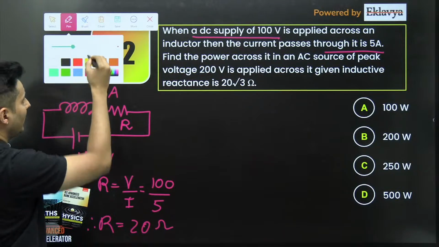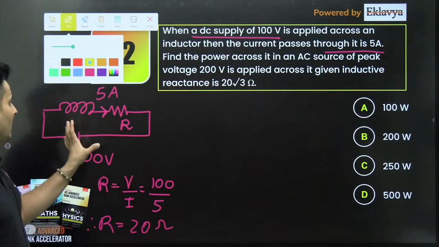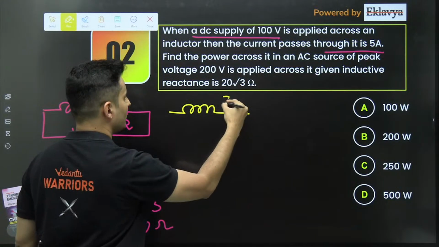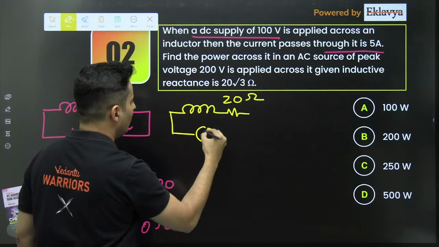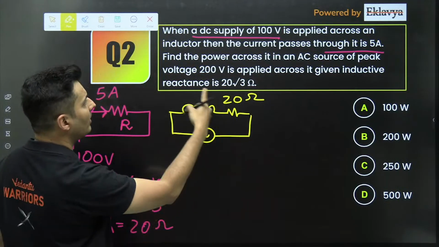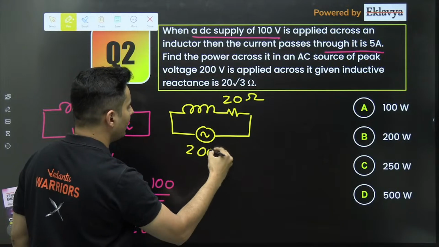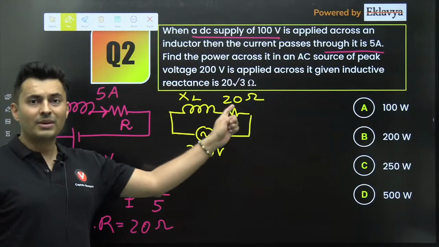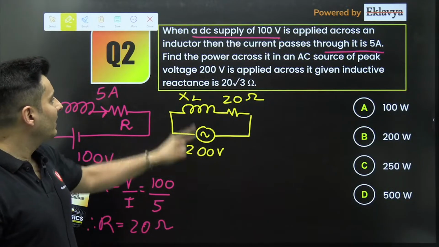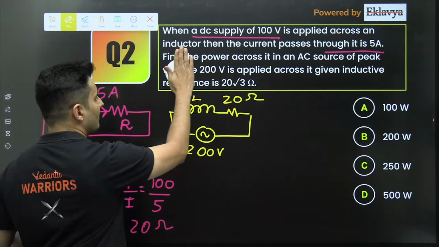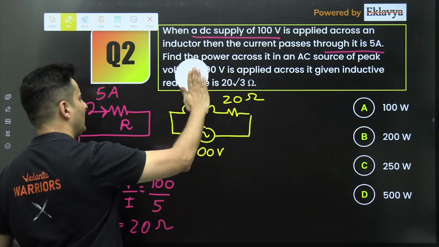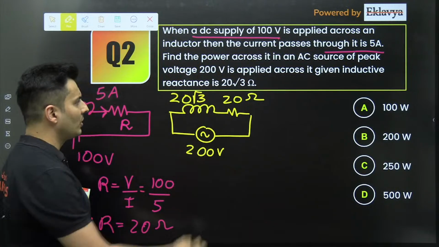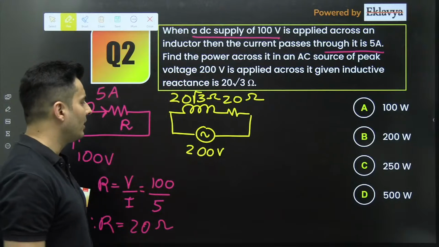Now you connect the same inductor with that resistance of 20 ohms to an AC source of 200 volts. So obviously there will be XL, some inductive reactance also. And it is given that the inductive reactance is basically 20√3 ohms. Okay, perfect. The question is, what is the power across it?